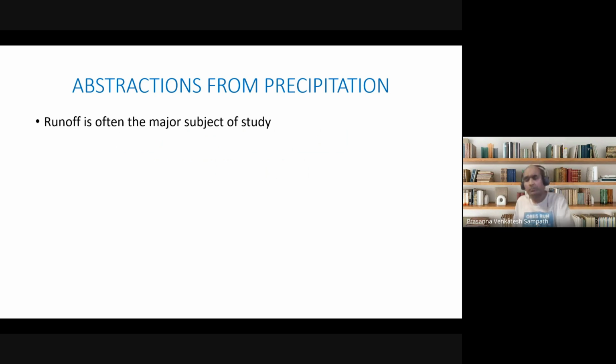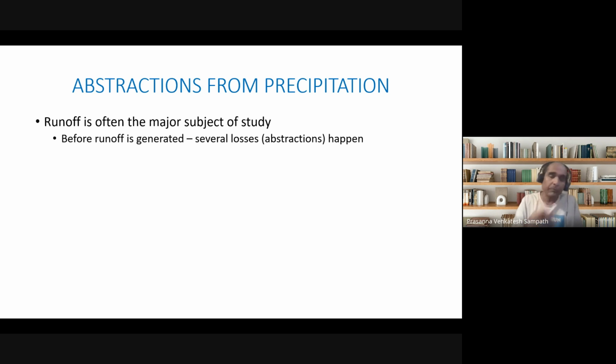Okay. So as I was saying, the runoff produced by precipitation is the most important aspect of most hydrological studies. You want to know, I received so much rainfall, how much runoff will be produced. That seems to be the most interesting or most major aspect of most hydrological studies, right?